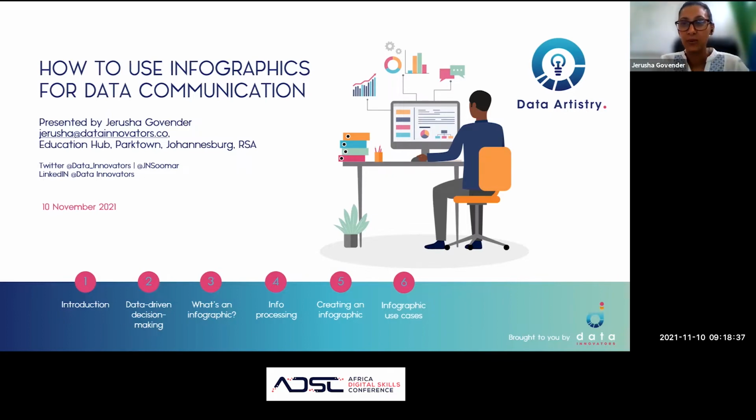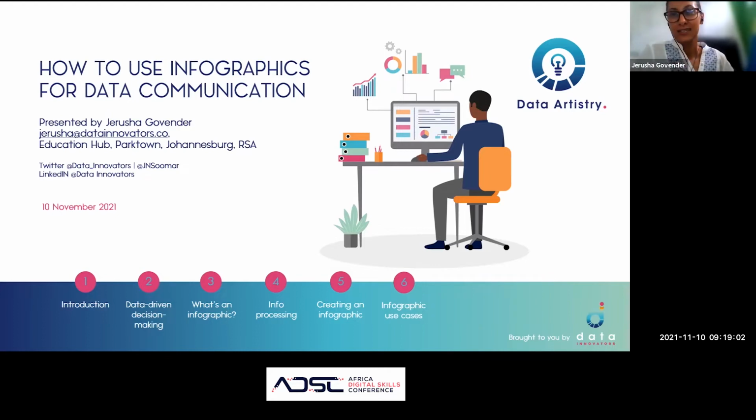And then we'll get started with what data-driven decision-making is and where infographics and data communication play a role. Then the third thing we'll cover is what an infographic is. So just discussing how I differentiate between an infographic versus, I'm sure you've seen, data viz or other types of data visualizations. Then the fourth bit we'll cover is information processing.